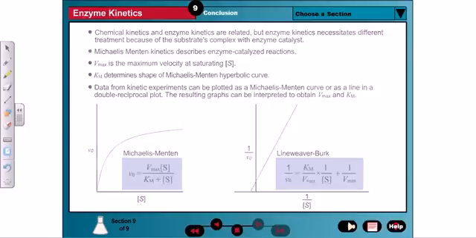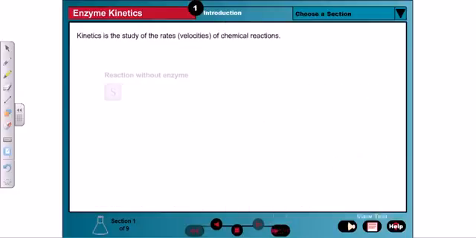Kinetics is the study of the rates of chemical reactions.